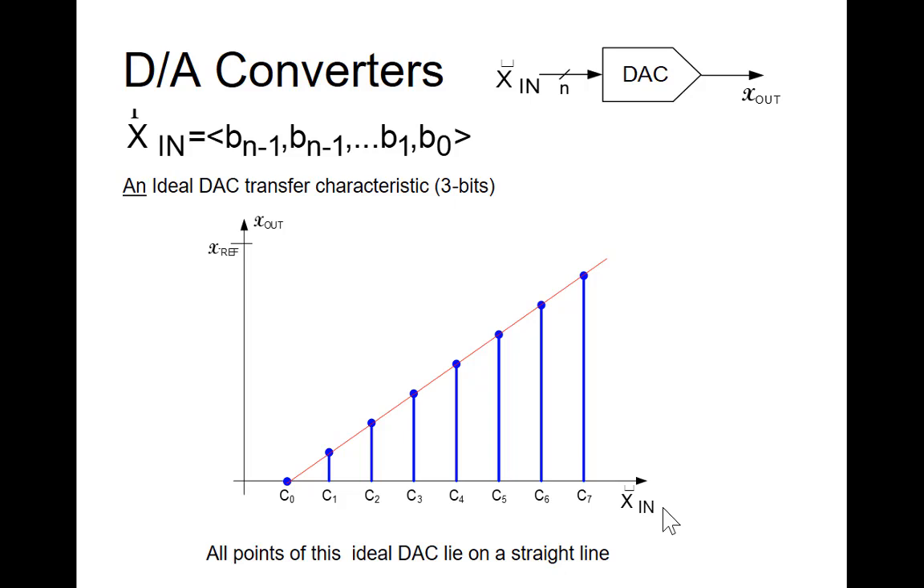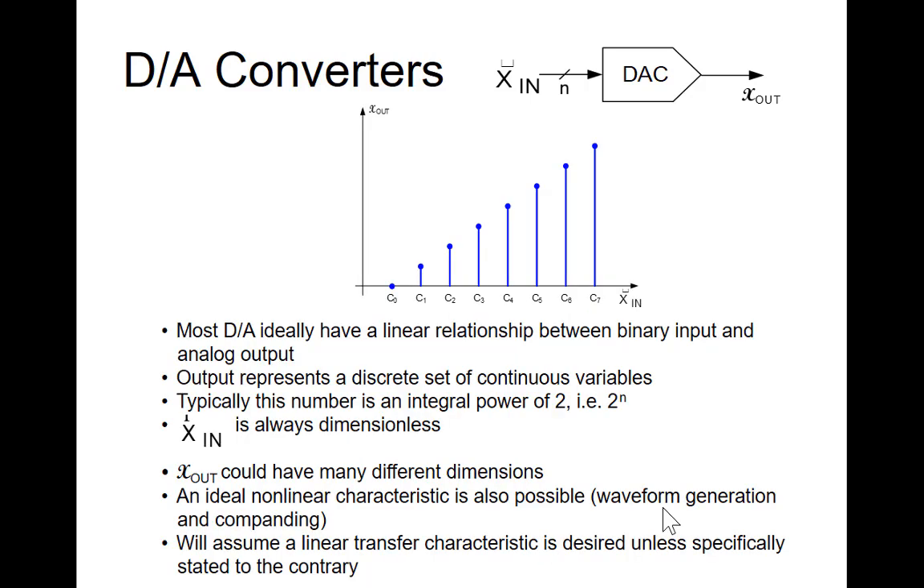If you have any ideal DAC, you should be able to put a straight line between the outputs of that DAC, irrespective of what the range is of that DAC. So all the points of this ideal DAC lie on a straight line, as well as any other ideal DAC. Now I should be careful. There are some DACs that don't have uniformly spaced outputs ideally.